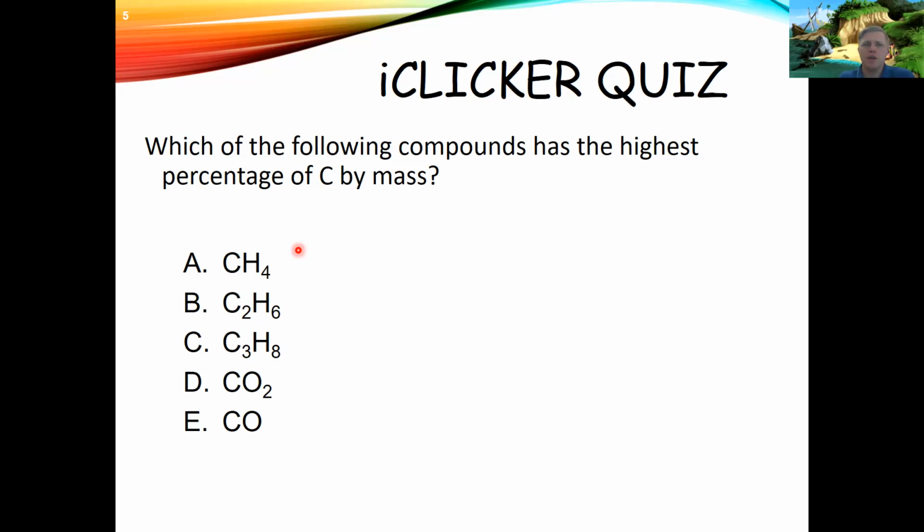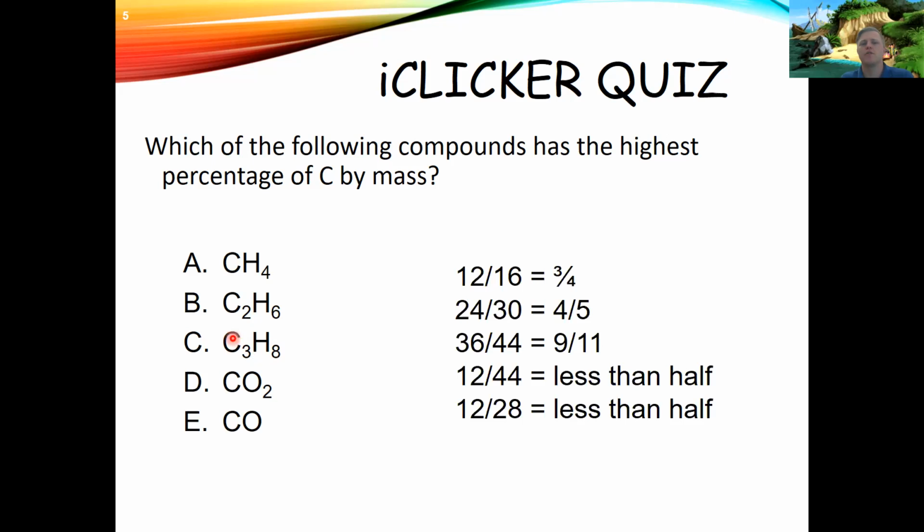All right, so what we're doing here is figuring out the mass of carbon present in each of these, and then we're going to divide that by the total mass. For A, D, and E, these all have one carbon, so they'll have a mass of carbon of 12. For B, it's got 2 carbons, so that'd be a mass of 24, and C has 3 carbons, so a mass of 36. So I've got those masses of carbon listed here on the left, and then I'm going to divide each of those by the total mass.